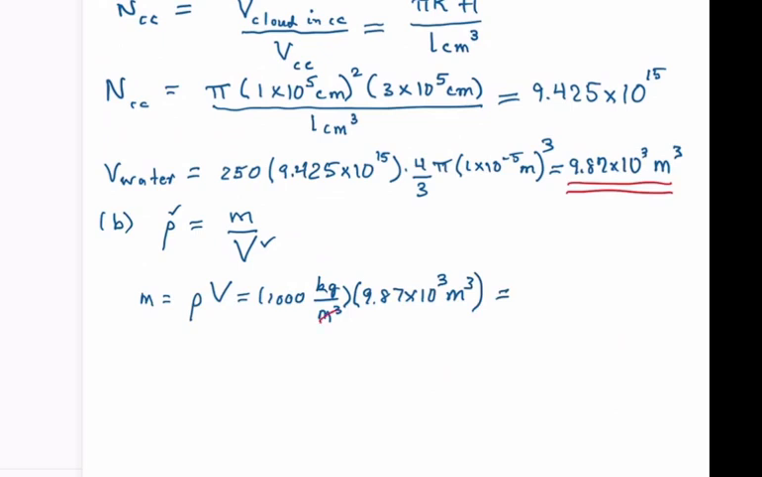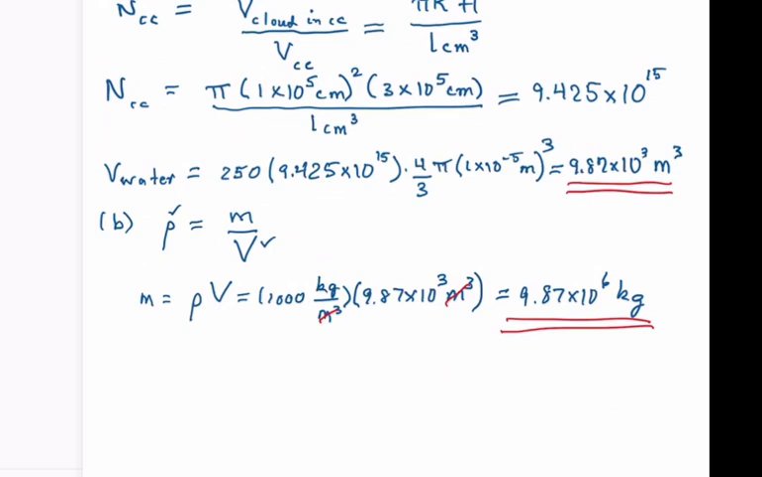Note the units meters cubed cancels. Multiply this out. Please don't go to your calculator for this. To multiply by 1,000, just increase this exponent 3. So it goes from 10 to the 3 to 10 to the 6. You get 9.87 times 10 to the 6 kilograms. That's 9,870,000 kilograms of water. That's over your head if you're standing under a typical cumulus cloud, which is pretty impressive, isn't it?